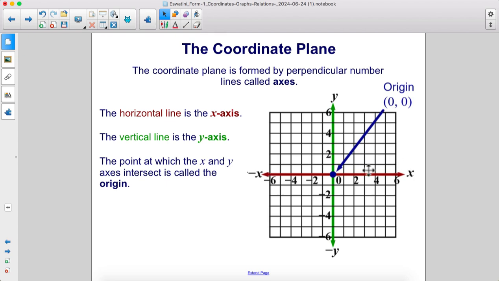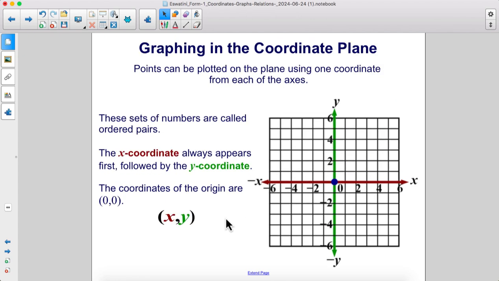The horizontal line is the x-axis, the vertical line is the y-axis, and the point at which the x and y axes intersect is called the origin. Points can be plotted on the plane using one coordinate from each of the axes. These sets of numbers are called ordered pairs. The x-coordinate always appears first, followed by the y-coordinate. The coordinates of the origin are 0, 0.